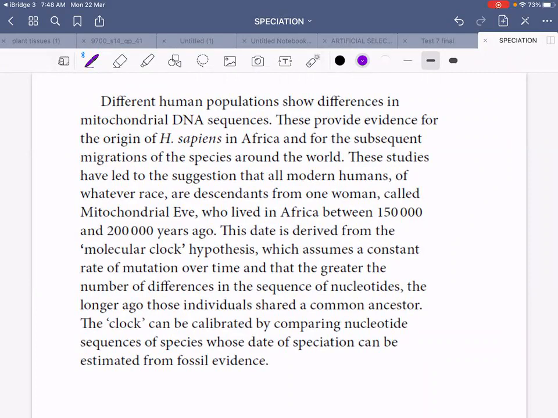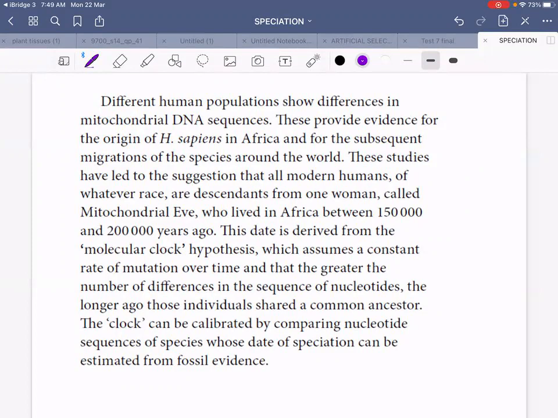Different human populations show differences in mitochondrial DNA sequences. These provide evidence for origin of Homo sapiens in Africa and for the subsequent migrations of species around the world. These studies have led to the suggestion that all modern humans of whatever race are descendants from one woman called mitochondrial Eve, who lived in Africa between 150,000 and 200,000 years ago. This date is derived from the molecular clock hypothesis, which I said it's an assumption.